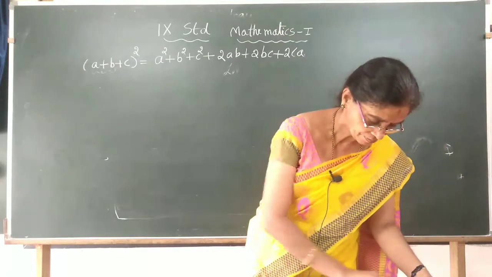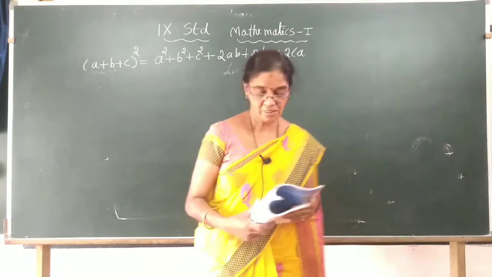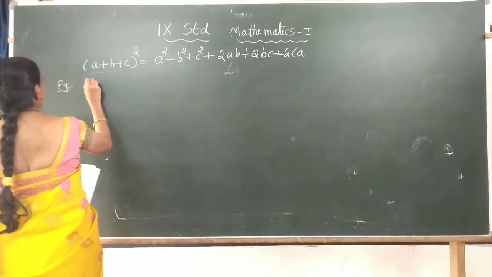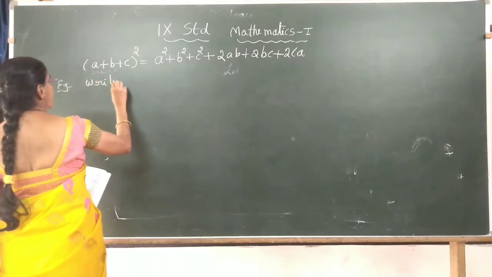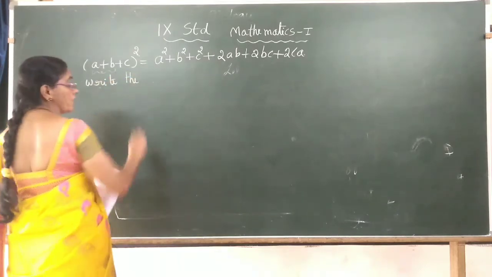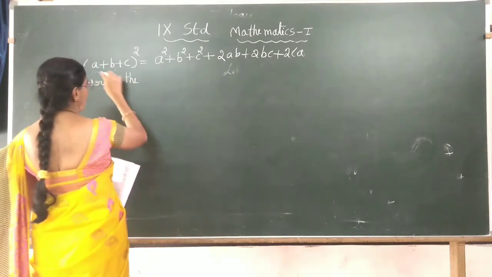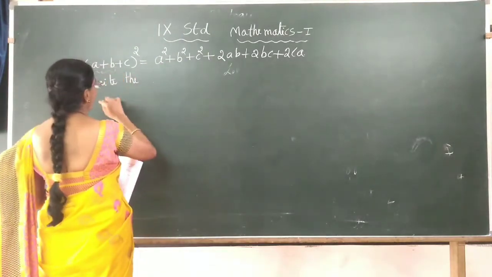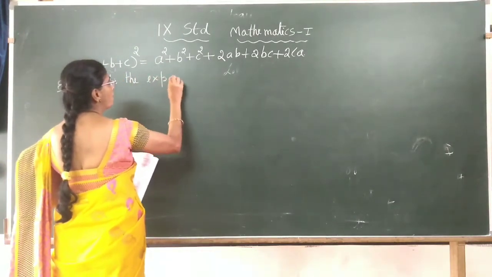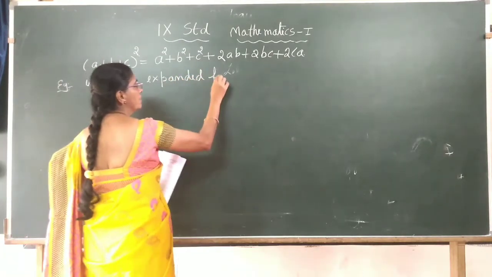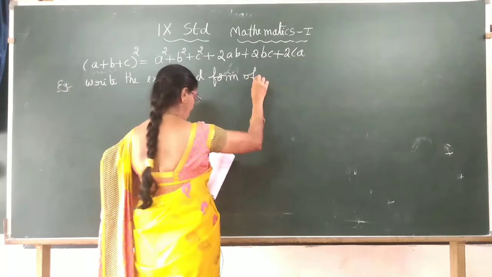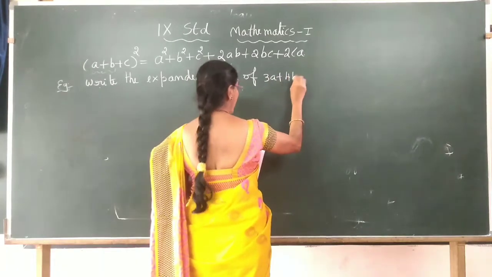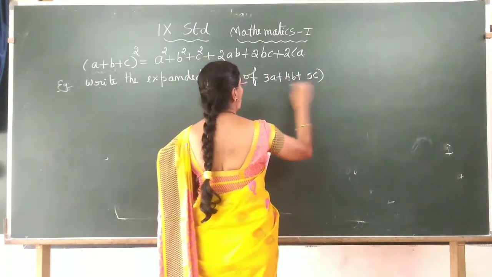Example 1. Write the expanded form. Find the value, expand it, find the product; it is one and the same. Write the expanded form of (3a + 4b + 5c) whole square.